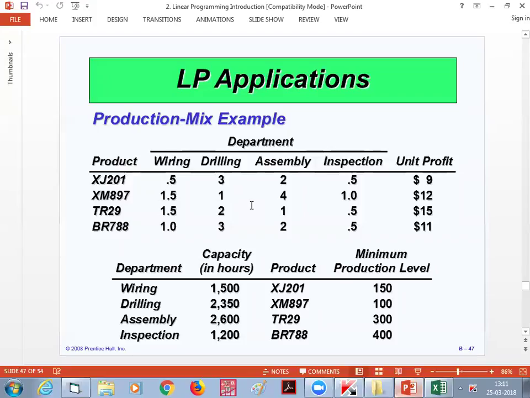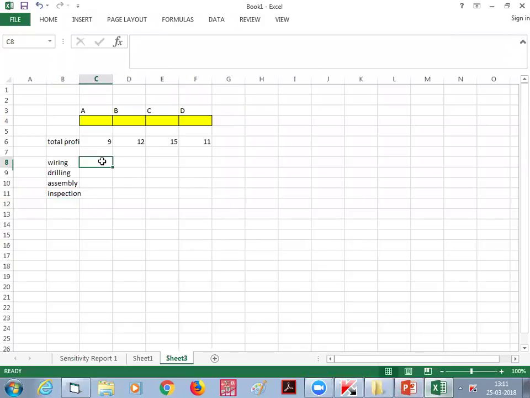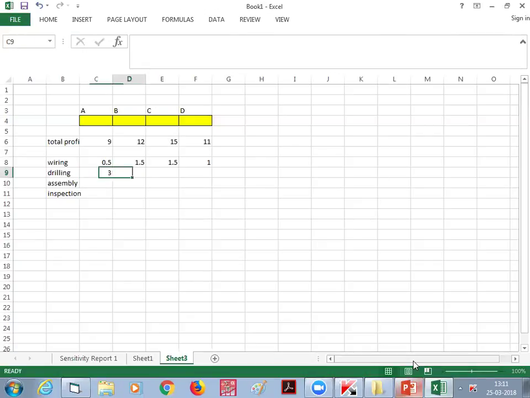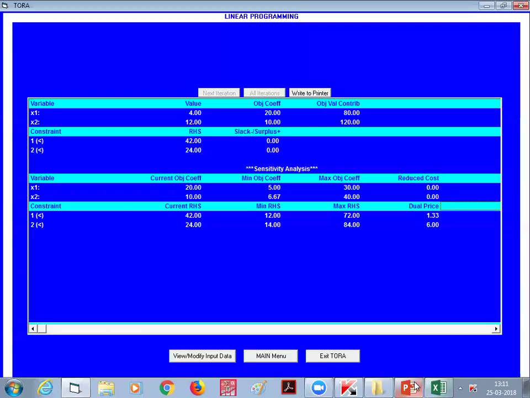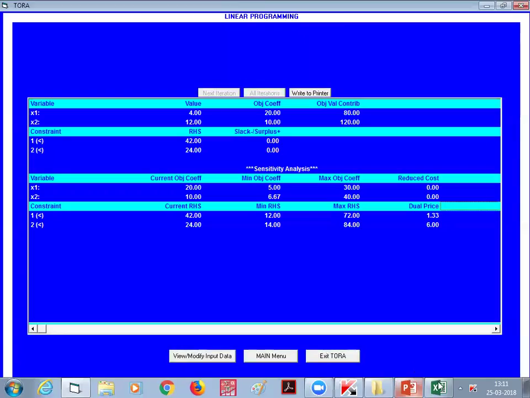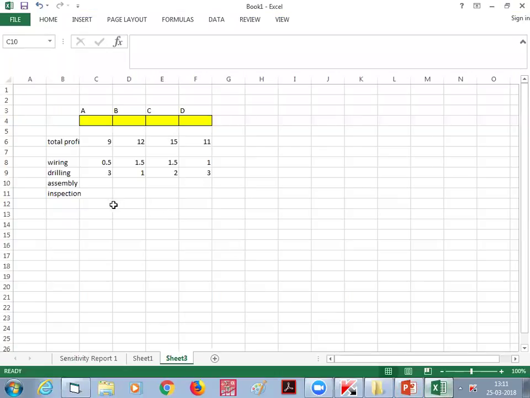So 0.5, 1.5, 1.5, and 1 should become the first row. The second row is what? 3, 1, 2, and 3. The third row is 2, 4, 1, 2.